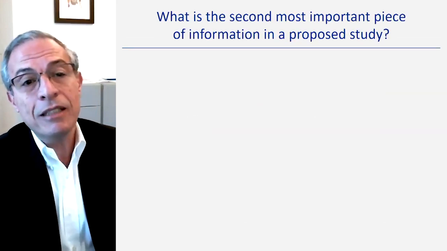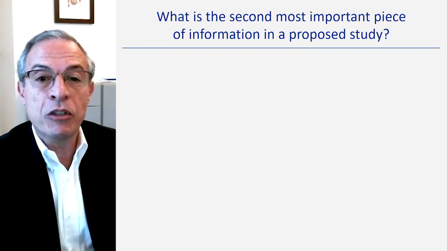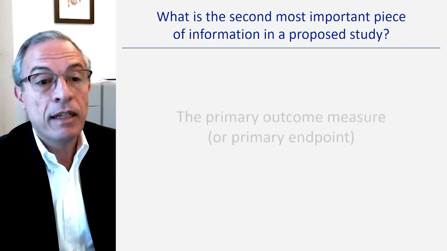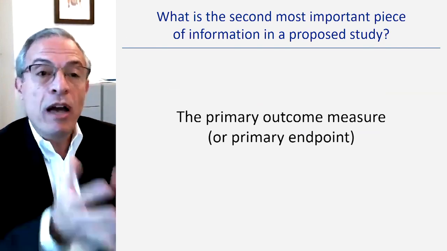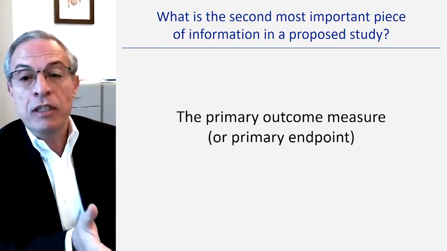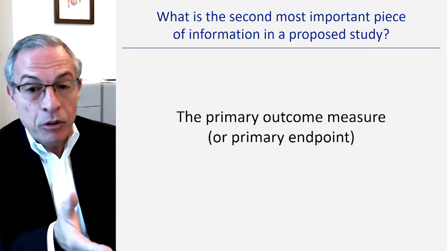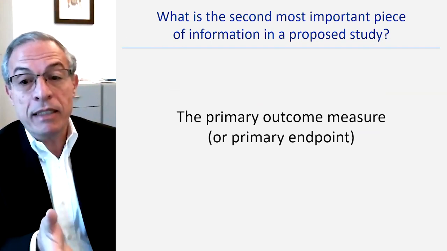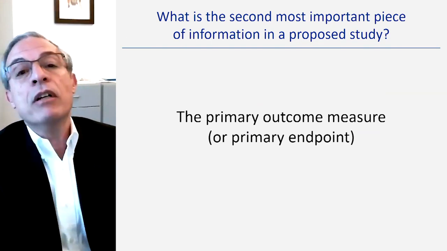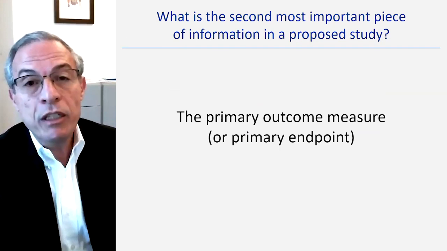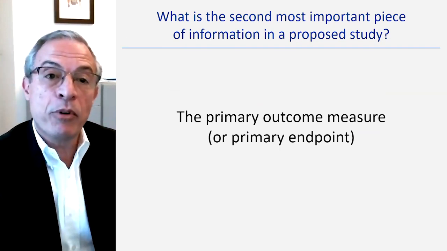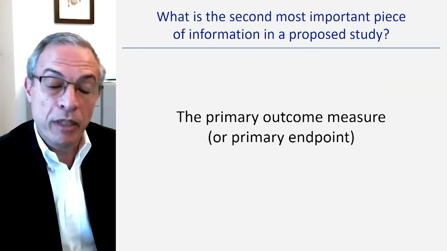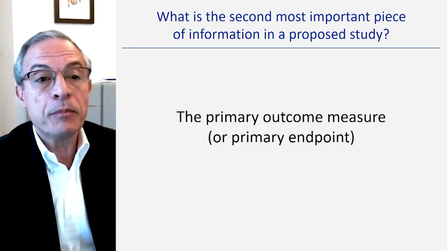So what is the second most important piece of information in a proposed study? That's the primary outcome measure, the primary endpoint. You have a primary research question, and the primary endpoint is basically going to help you answer that question. So we need to quantify or operationalize the primary outcome measure in order to answer the primary question.